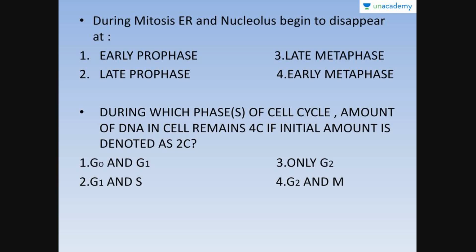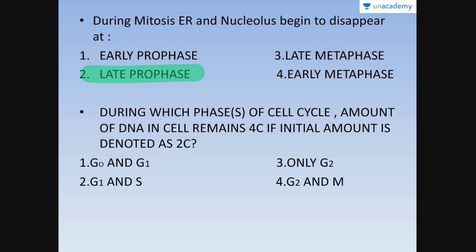Now you need to memorize whether it was early or late. I would tell you, during early prophase, only chromatin material condensation occurs and the centrioles move towards the opposite poles. It is only during the late prophase that the various organelles, nucleolus and nuclear envelope disappear. So the correct answer to this is late prophase.